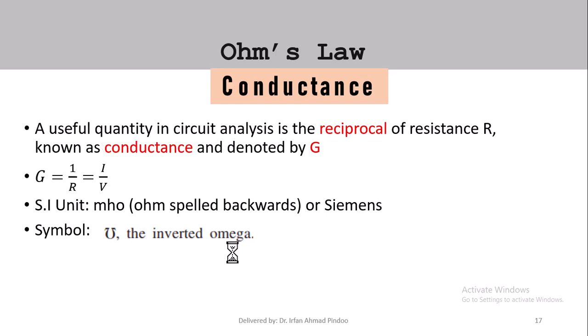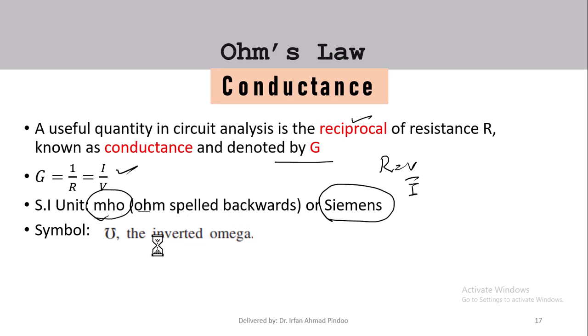And we have conductance also. Conductance is the reciprocal of resistance. It is denoted by G, which is 1 by R. And what is R? R is V upon I. So we can say that G is I upon V. Then its SI unit is sometimes asked in MCQ questions. It is Siemens, and it is also mho, meaning ohm spelled backwards, and you can use the inverted omega symbol as well.